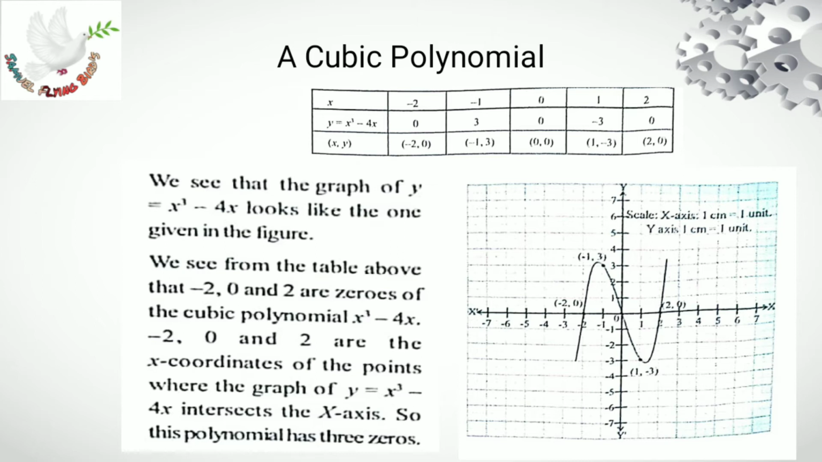In the first problem we have seen there is only 1 zero, and here we are seeing there are 3 zeros in a graph representation. So we call this graph a cubic polynomial graph. Here the 3 zeros are at minus 2 comma 0, 0 comma 0, and 2 comma 0. These are the 3 points which we have found as the zeros of a cubic polynomial.